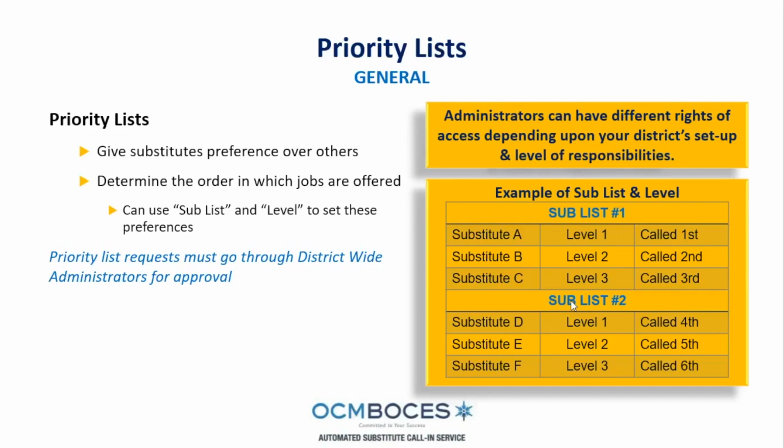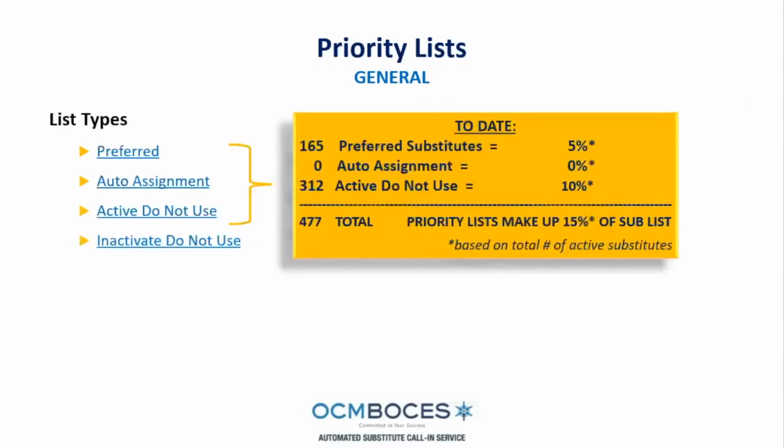Keep in mind that administrators have different rights and accesses, and depending upon your district's setup, you may have the ability to view the priority lists, and some may even have the ability to modify the priority lists. There are 4 types of priority lists: the preferred, auto assignment, active do not use, and inactive do not use.